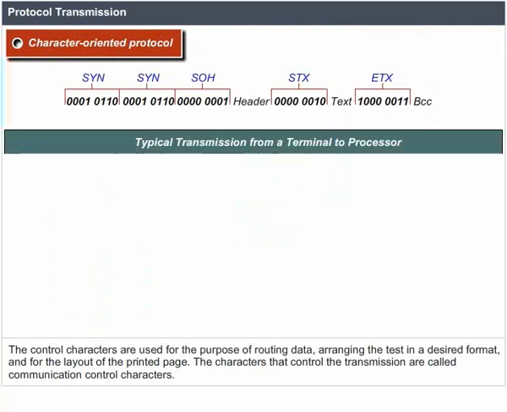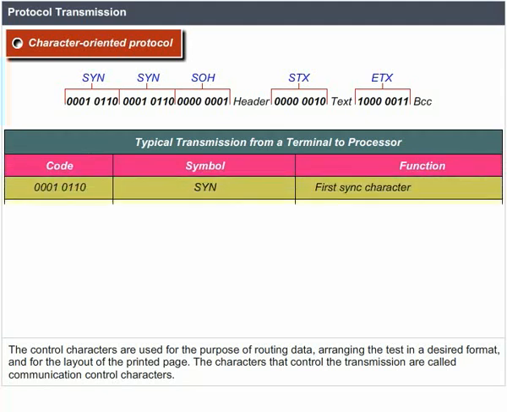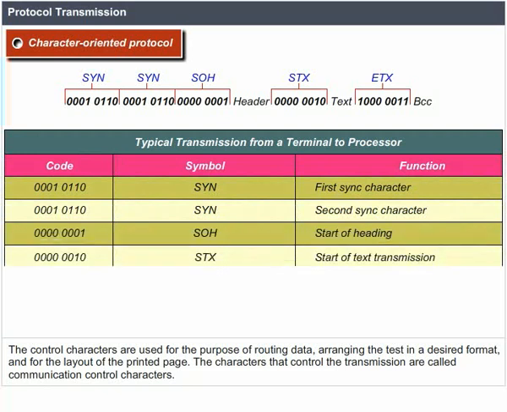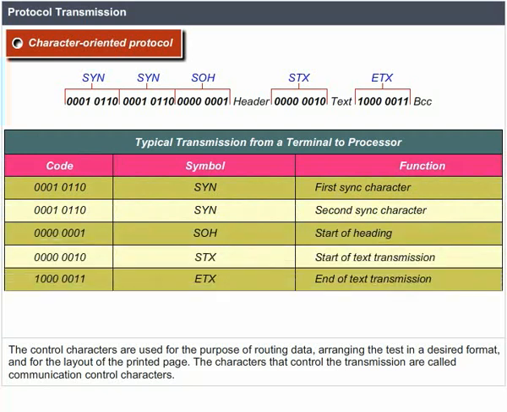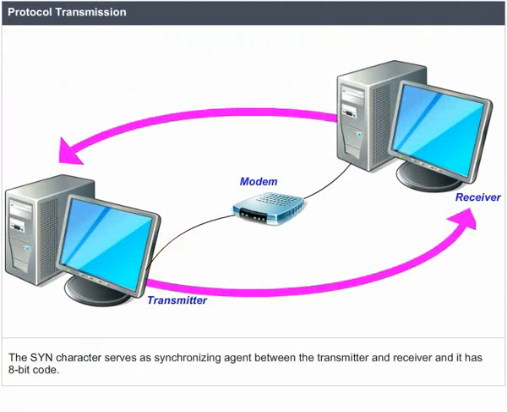The control characters are used for the purpose of routing data, arranging the text in a desired format, and for the layout of the printed page. The characters that control the transmission are called communication control characters. The SYN character serves as a synchronization agent between the transmitter and receiver, and it has an 8-bit code.